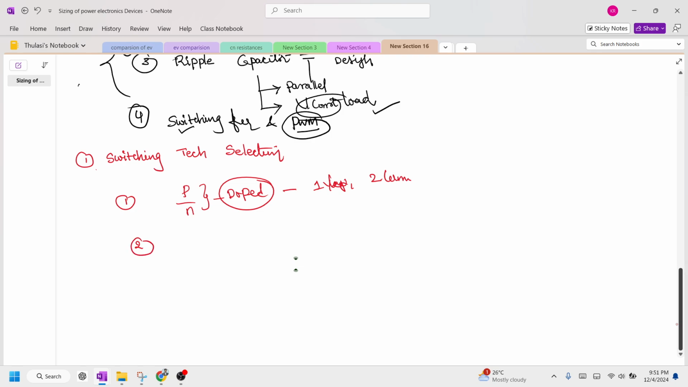The next component we use for power electronic devices has a collector and emitter, and we have the base. So we have collector, base, emitter. How many layers are there? We have two layers with two junctions.